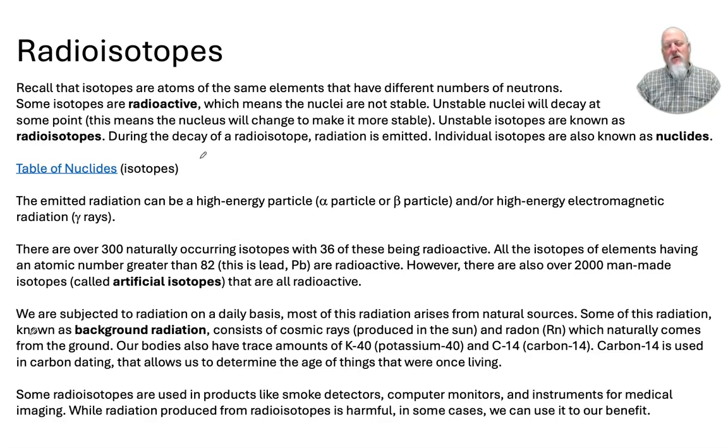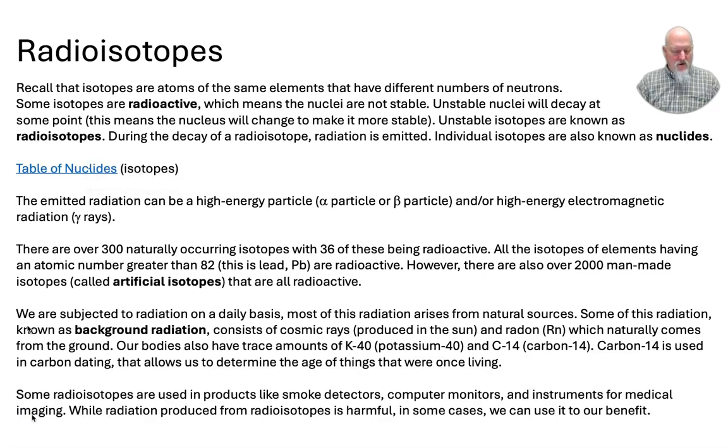Before we go too far, though, I want to show you where you can find information about the different isotopes. Individual isotopes are also called nuclides. They're called nuclides because when we're dealing with radioactivity, we're dealing with the nucleus, and different nuclei are called nuclides. So I'm going to show you this table of nuclides here.